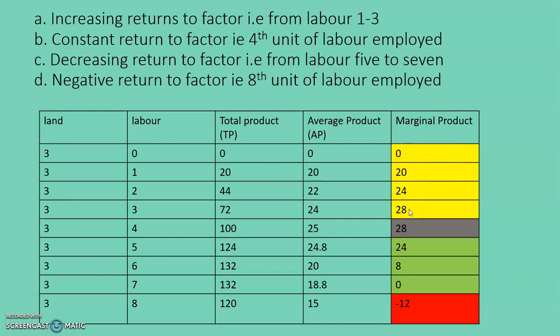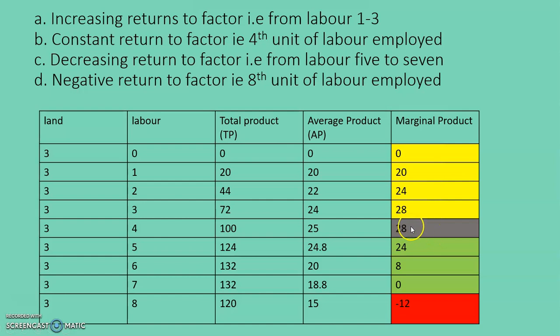Then we move to the next, which is constant return to factor. It takes place at the 4th unit of labor employed. We said with a constant return to factor, this is where the marginal product is constant, or there is no change in the marginal product. So you realize that from the 3rd unit of labor employed, the marginal product was 28. Then the 4th labor who was also employed repeated the same marginal product. So it means that there was no change when the 4th unit of labor was employed. So that is the constant return to factor.